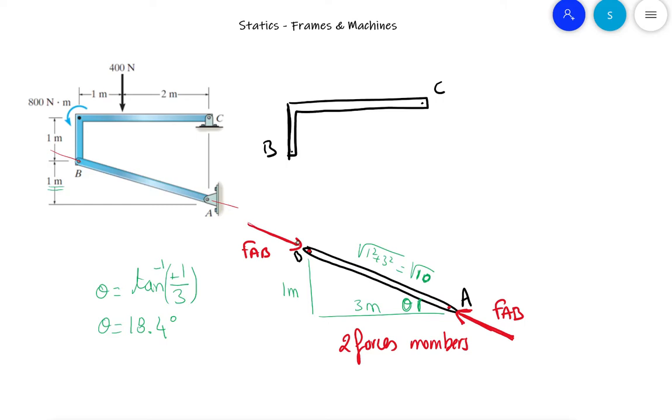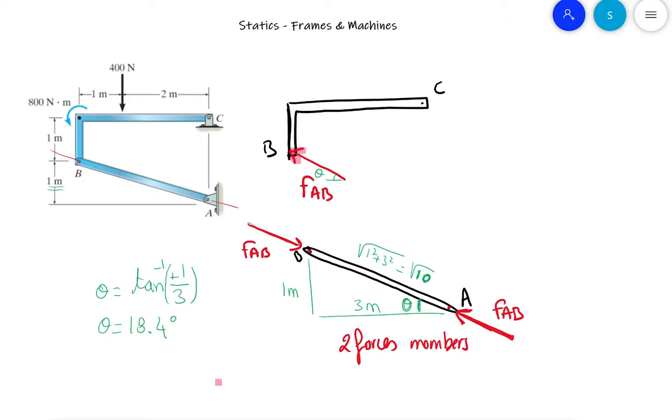This FAB is the same force there, FAB, with the same angle theta there. The only difference is the directions. So this one was going down and this one is going up. Okay. So if the L shape is pushing on the two-force member, the two-force member is pushing on the L shape.